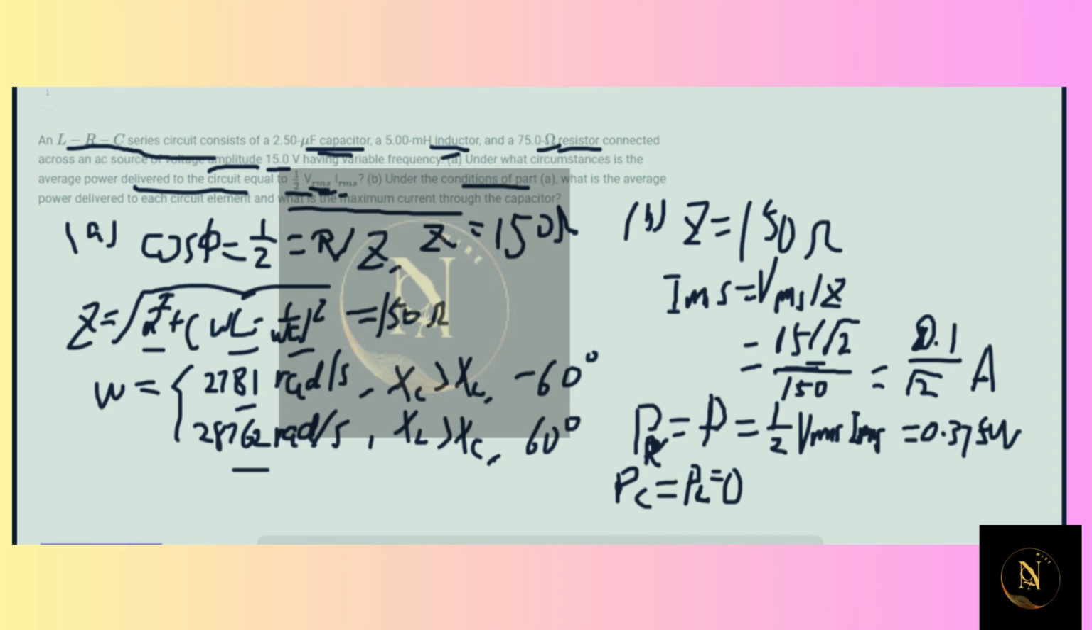And what is the maximum current through the capacitor? We already have the RMS current in the circuit, which is 0.1 over square root 2. So the maximum current is simply equal to 0.1 amperes. Okay.